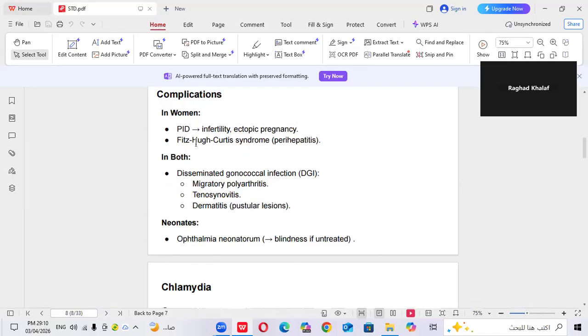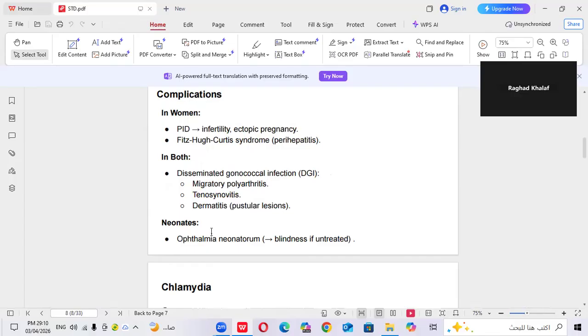There's something called Fitz-Hugh-Curtis syndrome, which is considered a complication. It's a type of perihepatitis. In both women and men, it can lead to something called disseminated gonococcal infection, which is manifested as migratory polyarthritis. It means the arthritis starts in one joint and then moves to another joint in the body. We also have tenosynovitis as a manifestation, and dermatitis, which is manifested as pustular lesions.